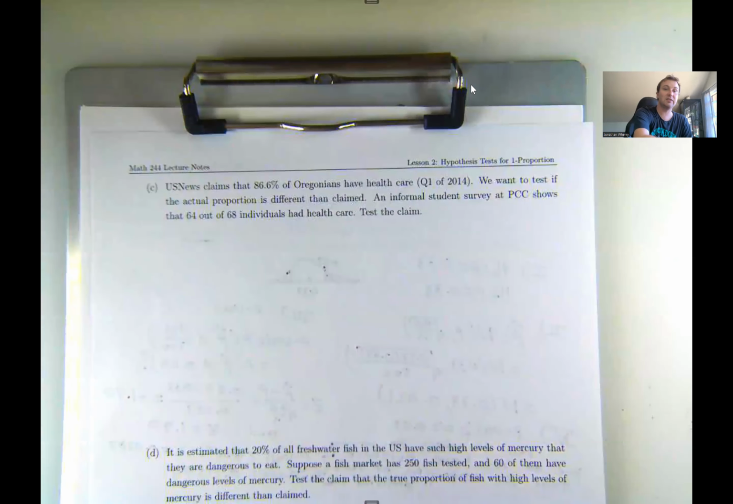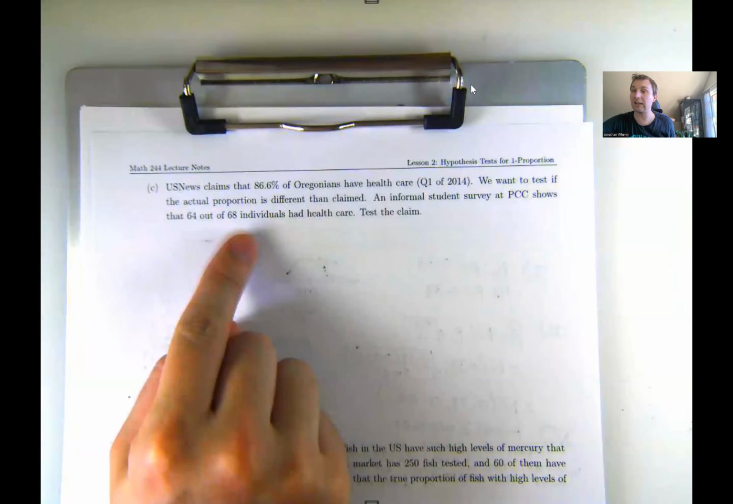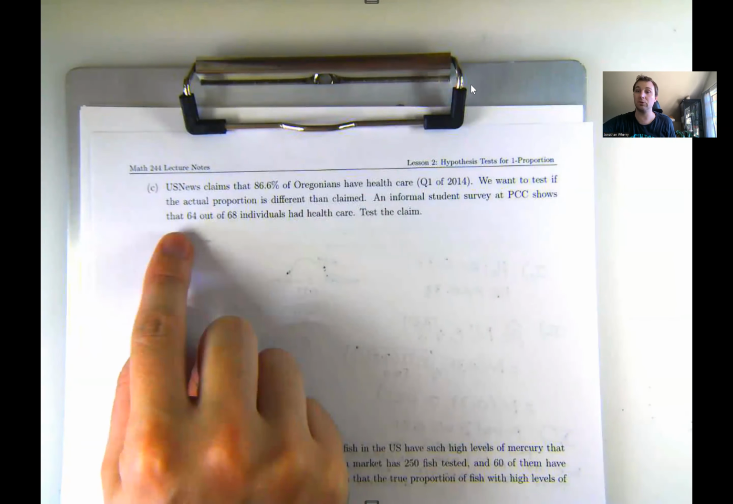So in this next problem, we have US News claims that 86.6% of Oregonians have health care. And we want to test if the actual proportion is different than claimed. So an informal student survey showed that 64 out of 68 students had health care. And it said test the claim. Now, I'm seeing this 64 out of 68, and I'm a little bit worried about my assumption check.